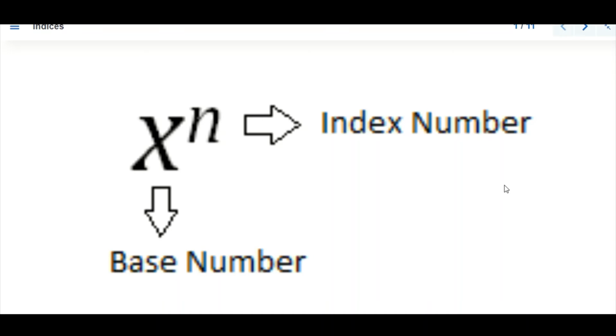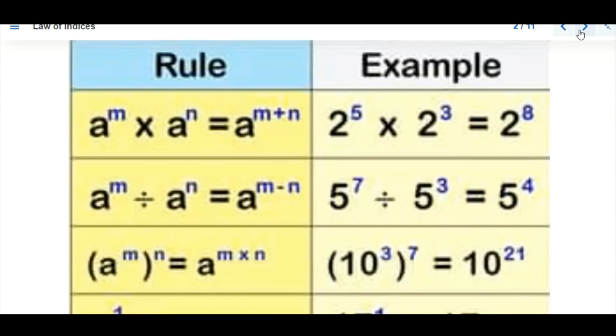When we are talking about indices, we are talking about power of numbers. Indices refers to the power to which a number is being raised. If you look at this picture, we have a number x, and n is serving as the index number. That is the power at which x is being raised. So we refer to x as the base number, while n is the power at which x is being raised, the index number. Now we have some rules that guide us whenever we are solving any given problem under indices.